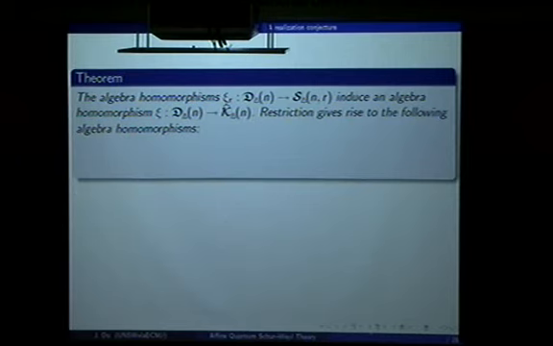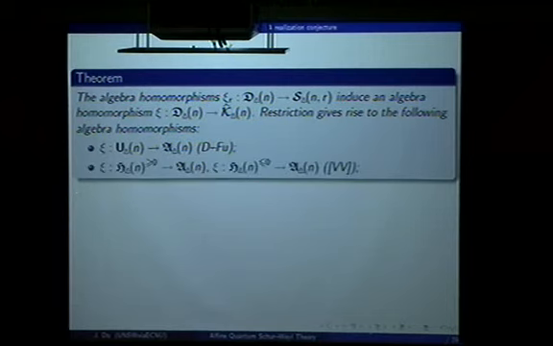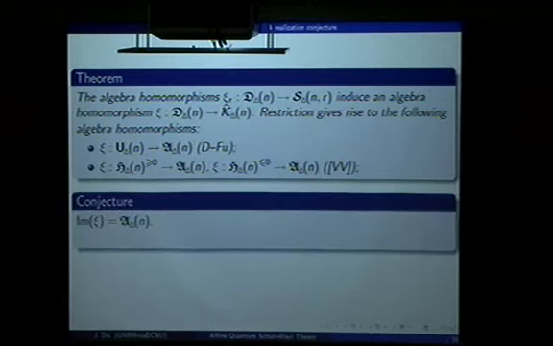Restriction gives rise to the following algebra homomorphism. First of all, the image of this, the quantum affine gl_n, maps into this subspace I mentioned. So the image is here. Secondly, the non-negative part all maps into this part. Okay? So it is, of course, natural you believe the whole image should be inside here, right? But we don't know a proof. So here's the conjecture. We believe the image is the whole subspace.